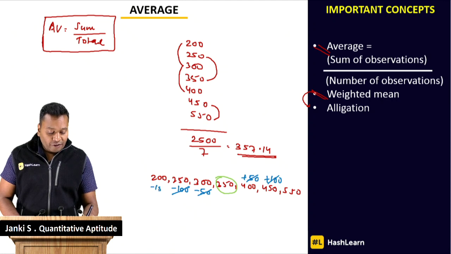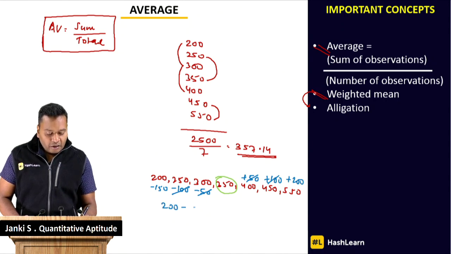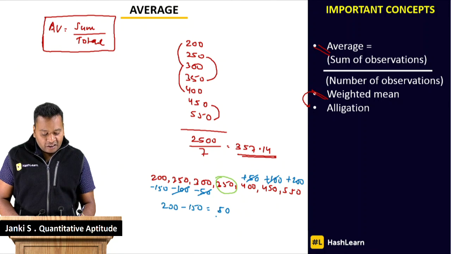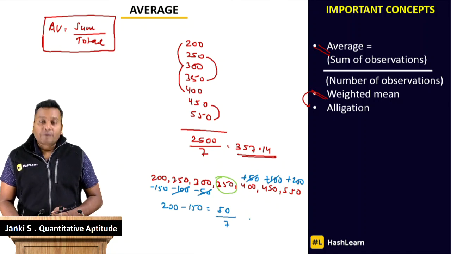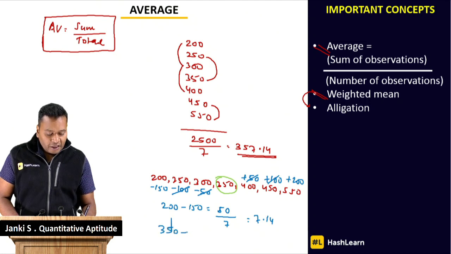200 is nothing but 150 lesser. 550 is nothing but 200 more. If I try to cancel, what is my value? Plus 200 minus 150 is nothing but 50. So 50 is the error here, which I'll divide into 7 equal parts, right? So 50 by 7, because the number of terms is 7. So 50 by 7 is how much? It's about 7.14. Now what was my assumption? My assumption was 350 and my error is about 7.14.